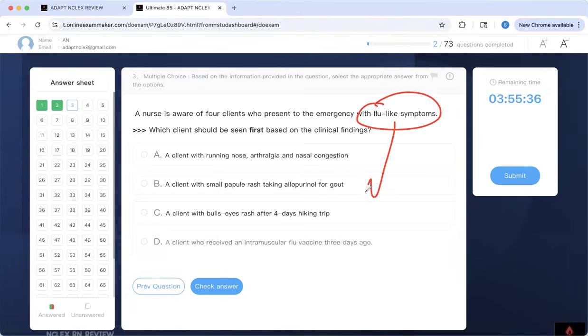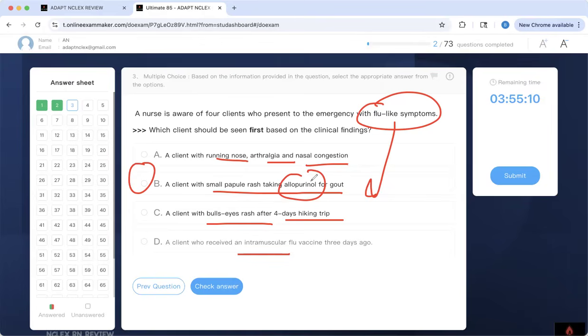Same strategy. Everybody has flu. But whose flu symptoms are caused by something bad? Runny nose, arthralgia. What do you think? Small purple rash causing flu-like symptoms after taking allopurinol. What do you think? Bullseye rash 4 days after hiking, and you have flu-like symptoms. IM injection of flu vaccine, and you have flu-like symptoms. The right answer is B.